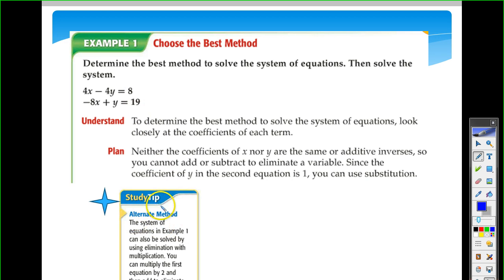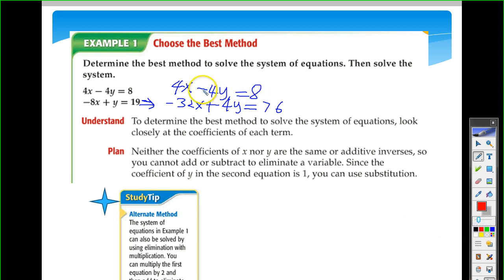So here's our study tip. Alternative method. The system of equations in example 1 can also be solved by using elimination with multiplication. So what they mean by that here, instead of using substitution, they can multiply everything down here by 4, which would have made it negative 32x plus 4y equals, let's see, 476.